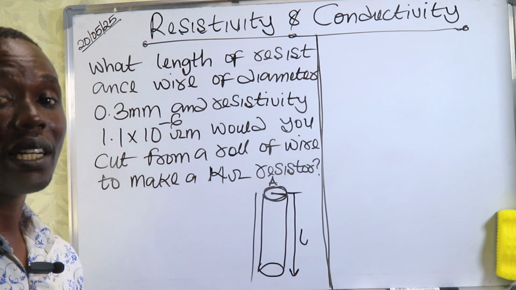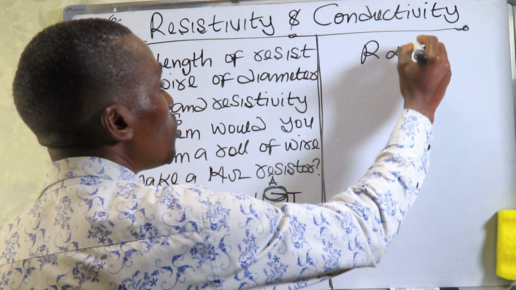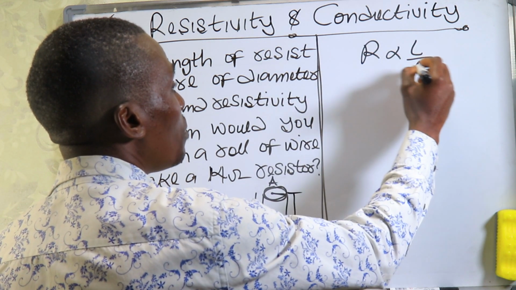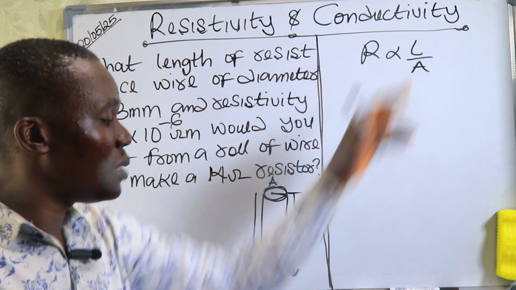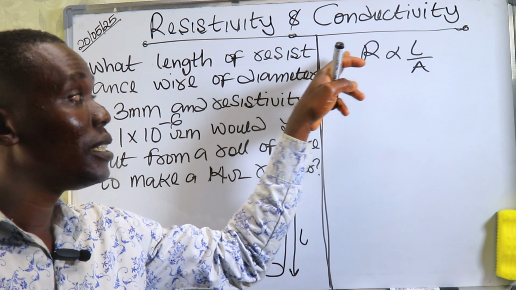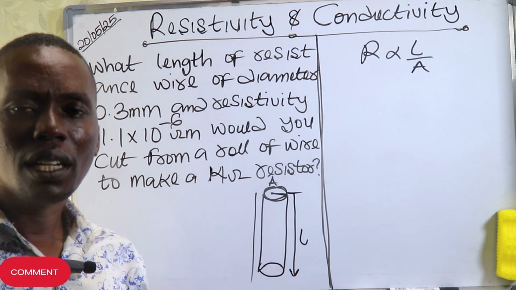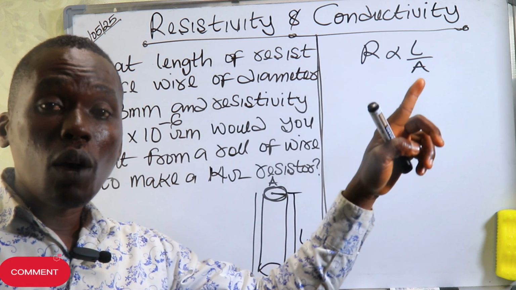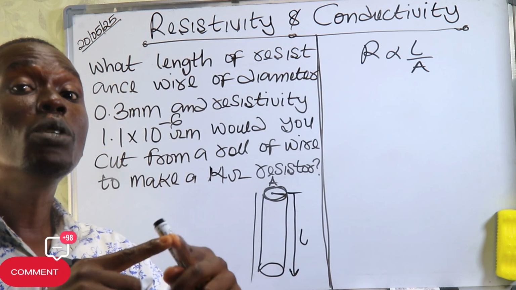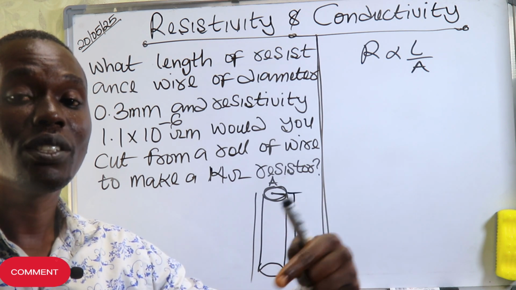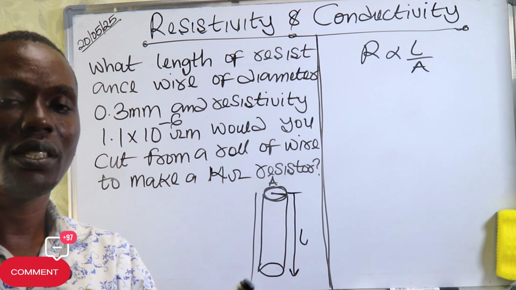So the resistance of any wire is directly proportional to the length and inversely proportional to the area of that wire. That means as the length of this wire increases, the resistance also increases. That is why in electric wiring, if you go out on the street and see a long wire, they always break it with poles, because if the wire is too long, the resistance will increase. But when they break it into small circuits, the resistance reduces.